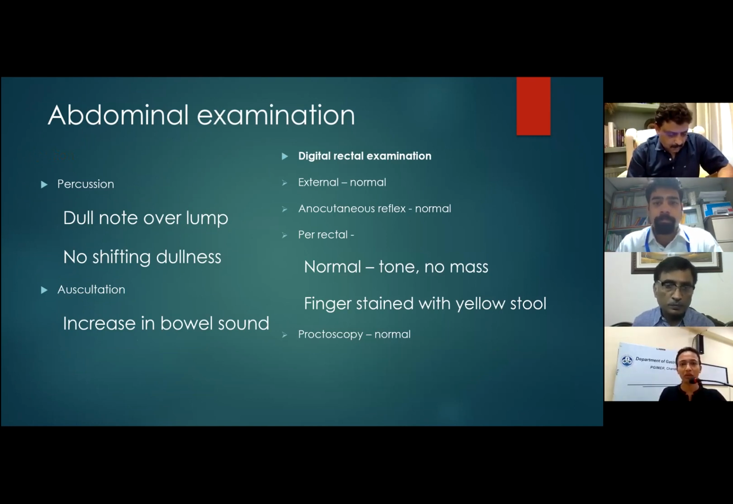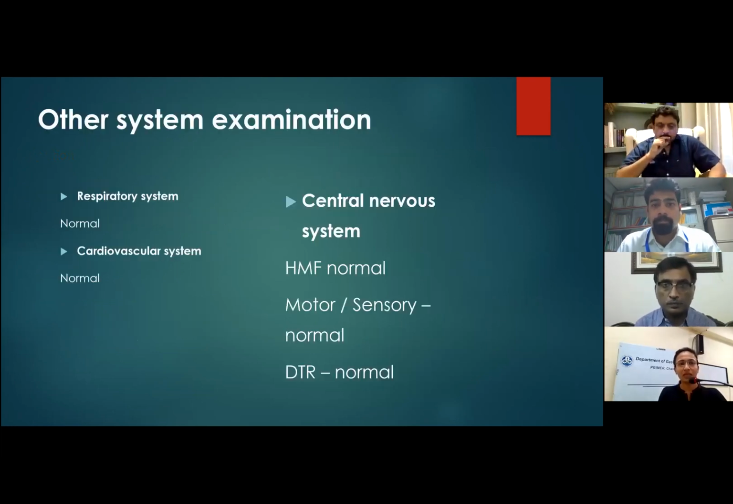There was no palpable mass on the per rectal examination. The tone was also normal. The finger was stained with yellow stool. Proctoscopy was also normal. The rest of the systemic examination was also normal, including the respiratory, cardiovascular system, and central nervous system.